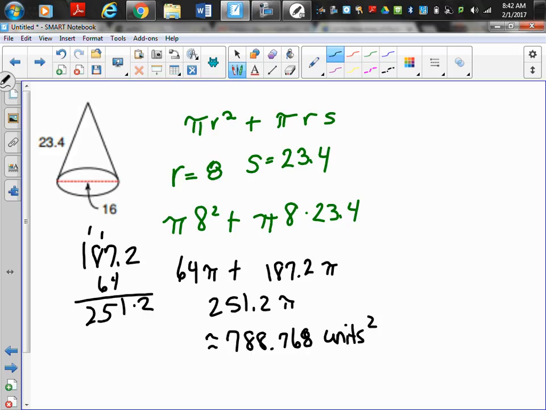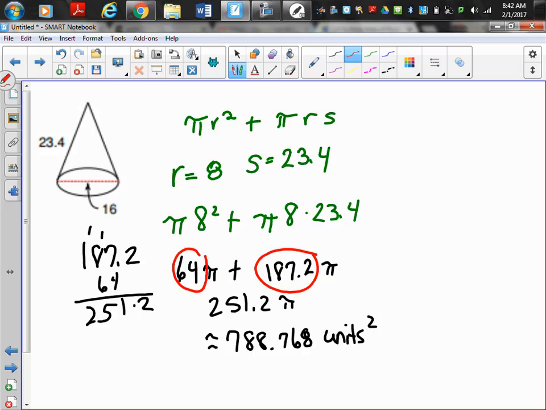Alright, where did we lose you? Alright, so I get my approximate answer. I add my two numbers together, the 64 and the 187 and 2/10. I add those two numbers together, and I get 788.7. Alright, so once I have those two numbers added together, I multiply by 3.14.